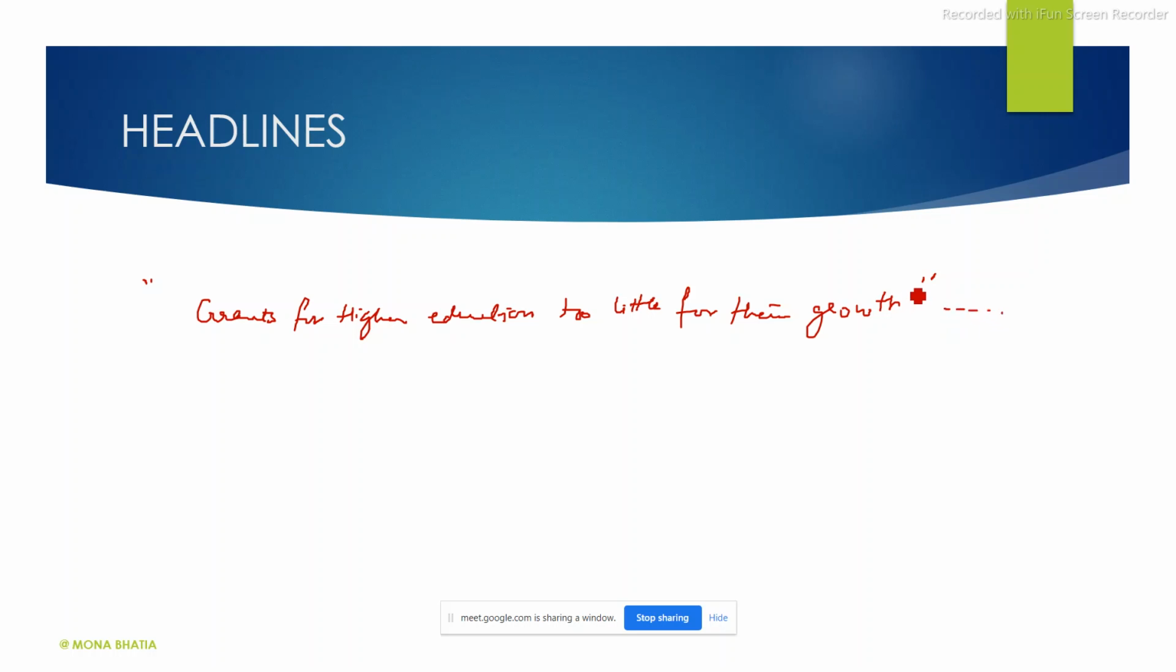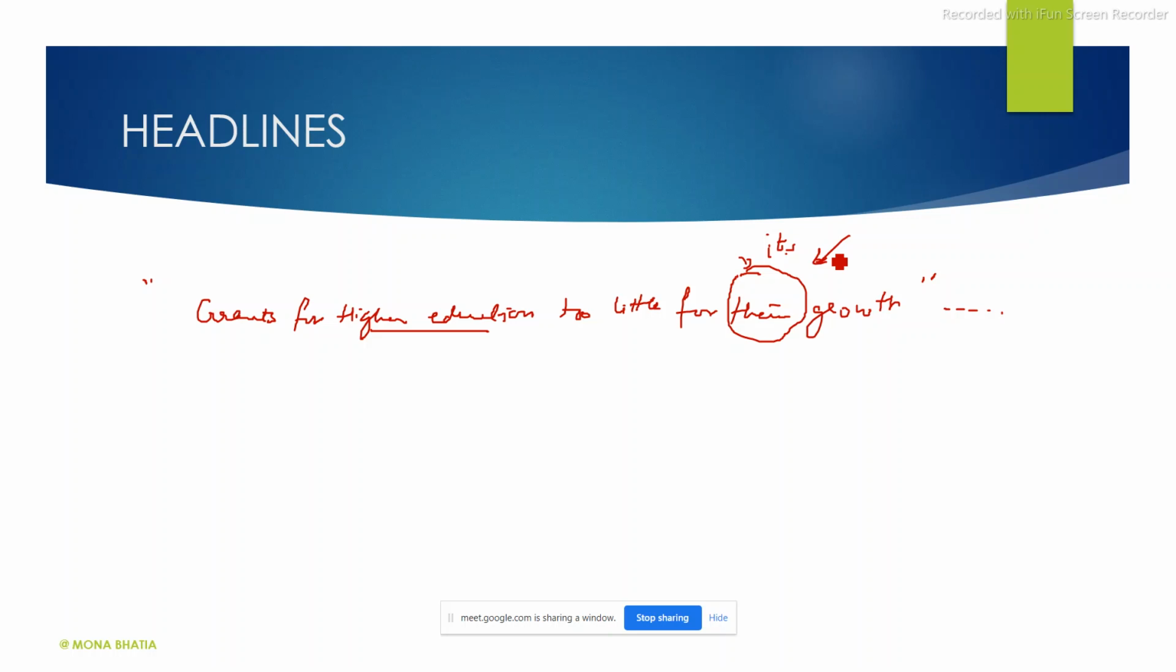So here, why is there a grammatical mistake? Subject verb agreement के हिसाब से this should not be plural, it should be it, for its growth. Grant for higher education too little for it, because higher education is single, for its growth, right? That should be the correct way. These are real news I have taken from the books and also from the net.